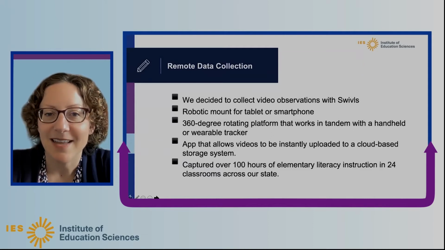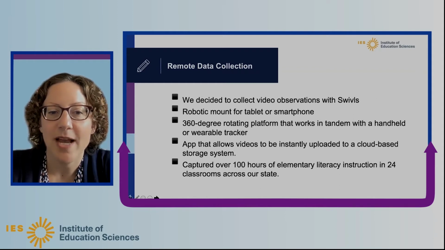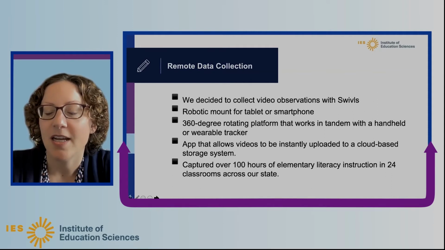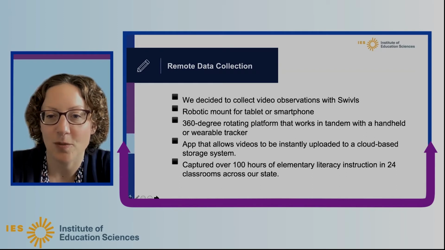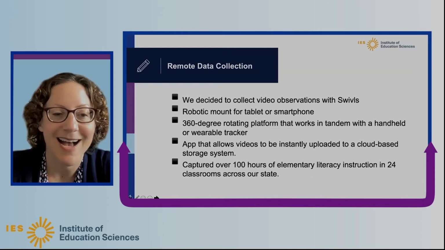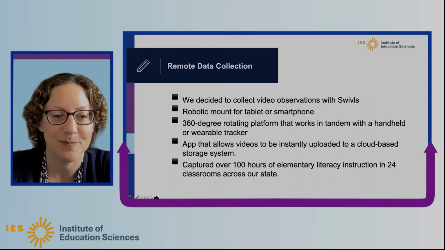So we decided to collect our video observations with Swivels. And during that year, we actually captured over 100 hours of elementary literacy instruction in 24 different classrooms across our state. So that was pretty exciting, particularly at a time where we couldn't get into classrooms.